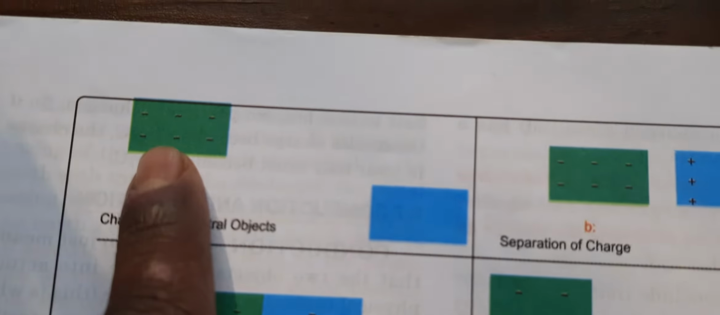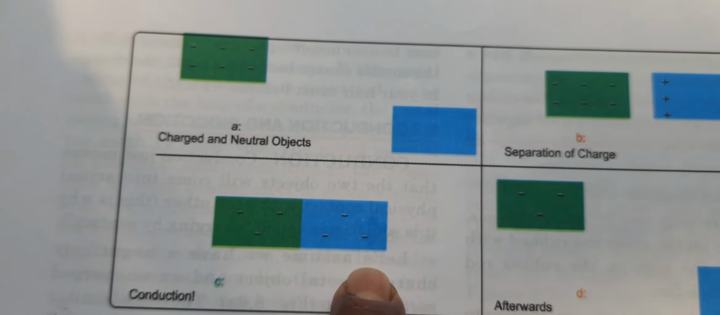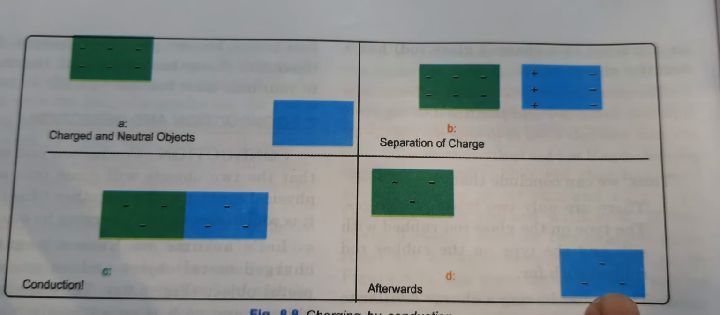As you can see, there were 6 negative charges here initially. Some of the negative charges jump over here after touching. Okay, so now when you remove it, some charges have jumped over here. So this body also now gets negatively charged. And the law of conservation of charge also is maintained.